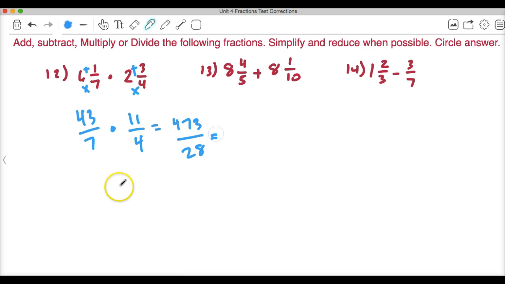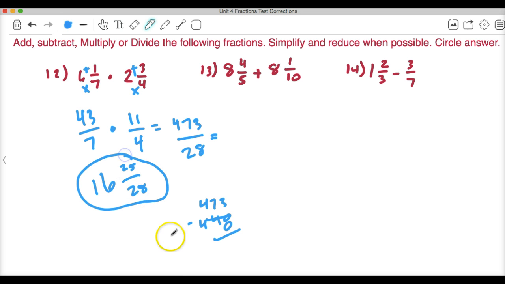Then, to simplify, I'm going to divide 473 by 28, and that's going to be 16 times. 16 times 28 is 448. So now I'm going to find out the leftovers. 473 minus 448 is 25 as a leftover and 28 as my denominator. And 25 and 28 don't have anything in common, so that is my final answer.